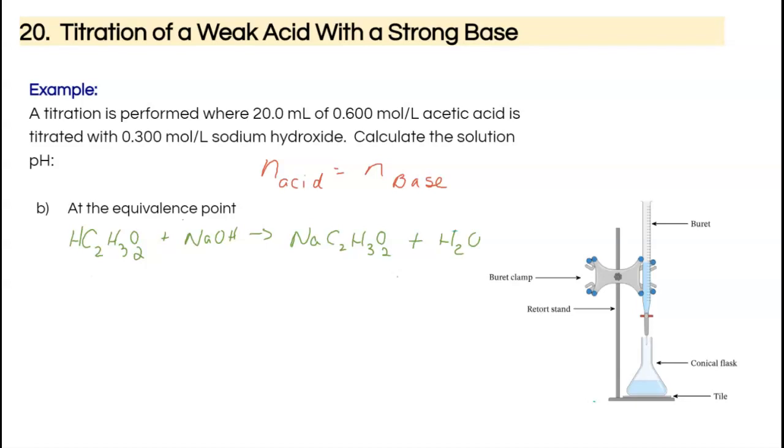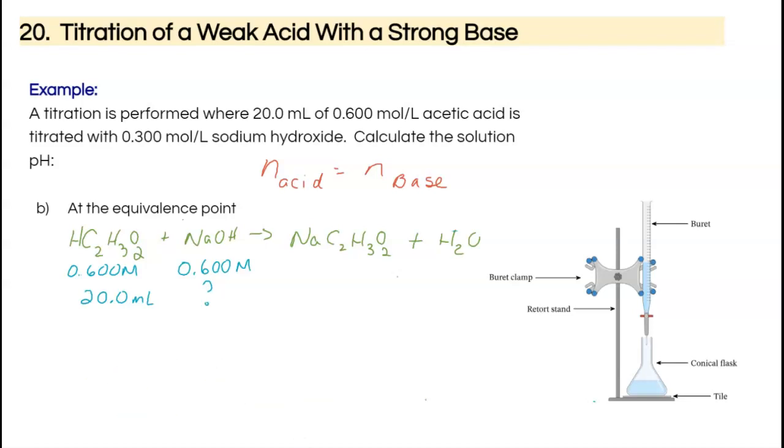And so I know that my initial concentration of my acid is 0.600 moles per liter. And I know my concentration of base is 0.600 moles per liter. And that I've added 20 milliliters of my acid to my conical flask over here. So what I'm trying to figure out is, what volume of base has been added at the equivalence point. So let's do a little bit of stoichiometry.